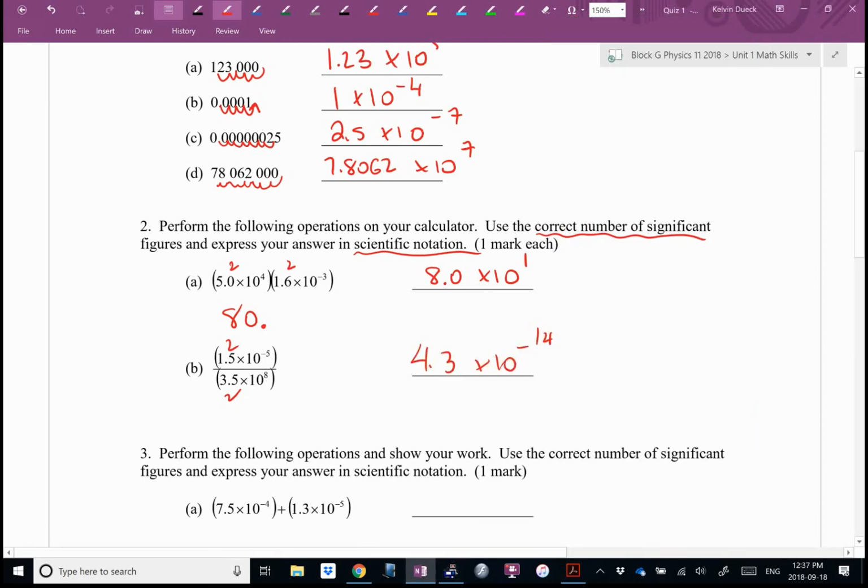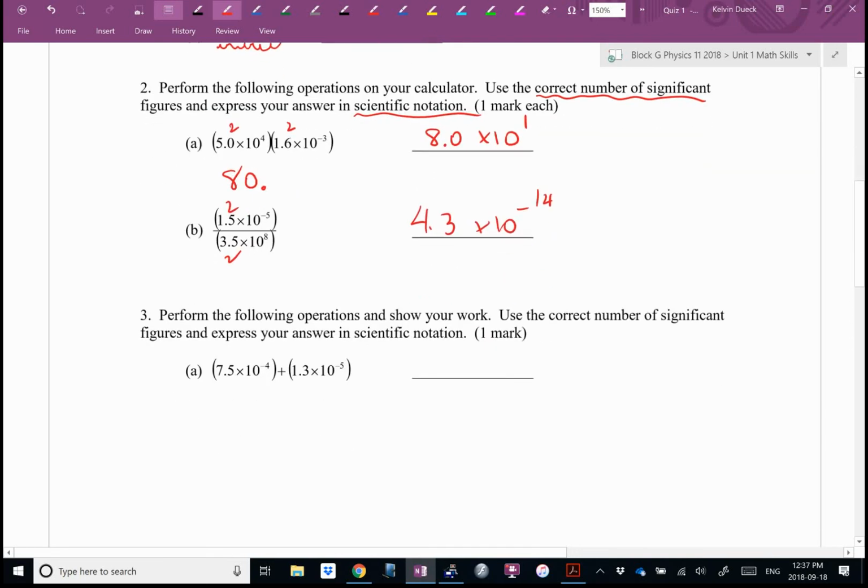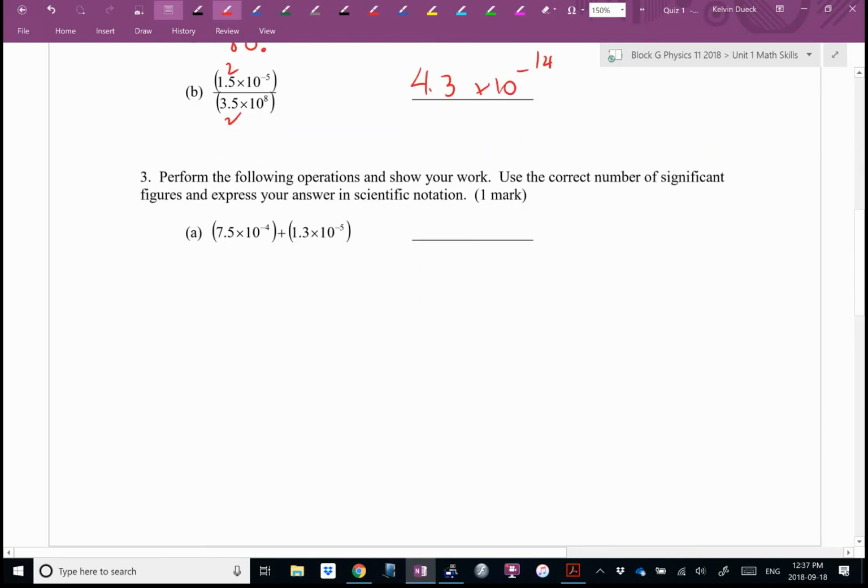Half mark for the 4.3, half mark for the times 10 to negative 14. Number 3. I don't know how to do this. One of the strategies that I'm going to give you is we are often going to turn a question that we don't know how to do into one that we do know how to do. I mean, I could learn a completely new procedure. I'll turn it into something I already know. Way easier.